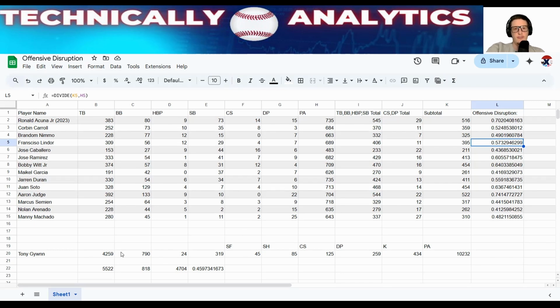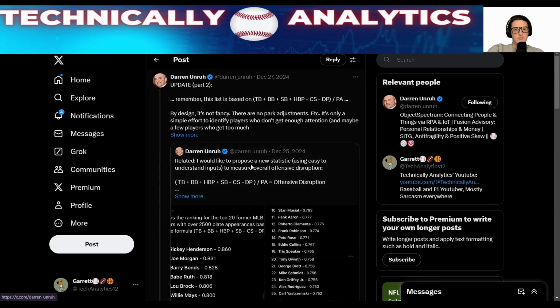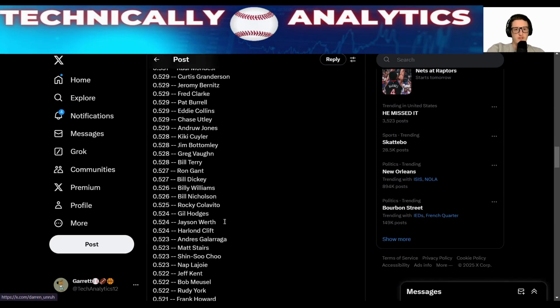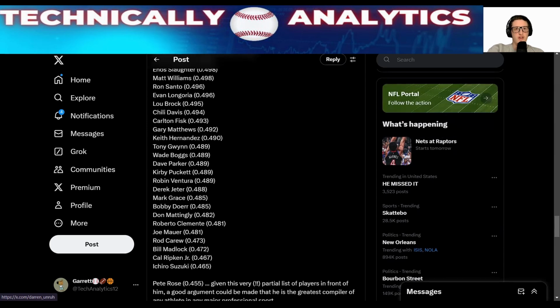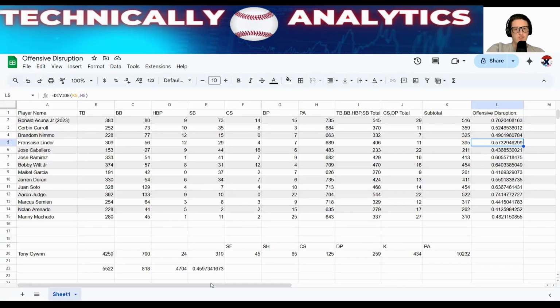And then, of course, I did an experiment where I added in what Darren said. He said, oh yeah, if you add sacrifice flies and sacrifice hits, and you drop in minus Ks, I decided to pick Tony Gwynn. His figure was like 482 or something like that, I believe. It was something like that. Let's see. He was at 489, and then his figure with the new stats added in was 459.